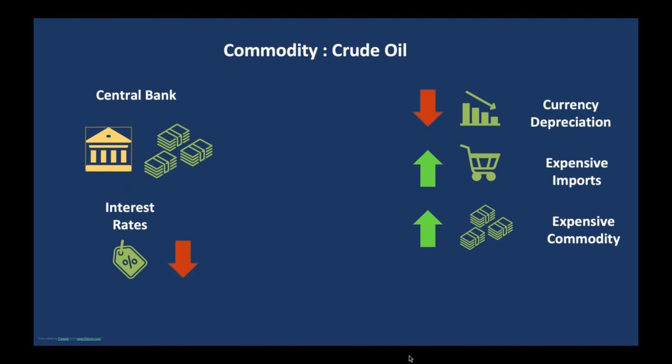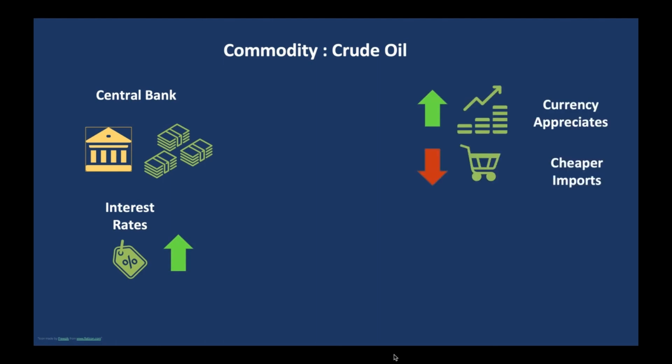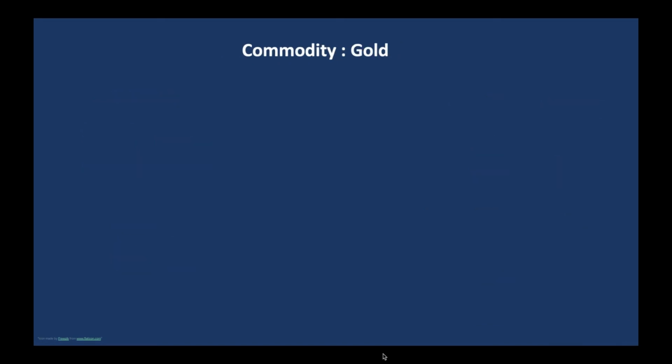Stock prices of companies which depend on crude oil imports will be affected by depreciation in a nation's currency, leading to expensive crude imports. When interest rates are raised, the currency appreciates. If a nation imports more crude oil, it would result in cheaper imports and cheaper petroleum products. This drives up the stocks of the companies dependent on this commodity. Commodities like gold are not directly affected by interest rates.